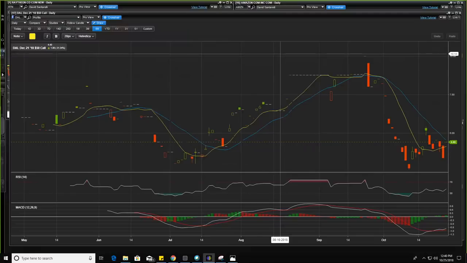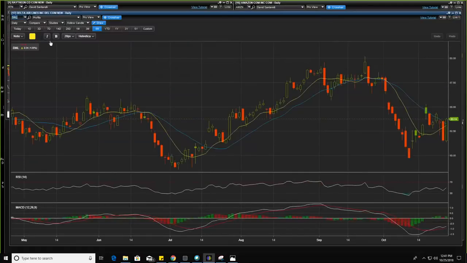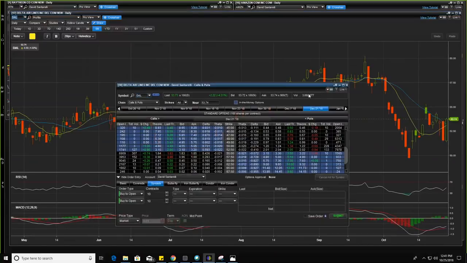Now, let's go back here to the Delta chart. I had it linked, that's why I brought that up. So let's go back to Delta. All right, so if we get that green confirmation tomorrow, then what are we going to look for? Well, let's take a look here. If we did the 52.50, the stock's at 53.72 now. So, you know what? We're better off using the 55 strike. Let's use the 55. So, the 55 strike call, right?